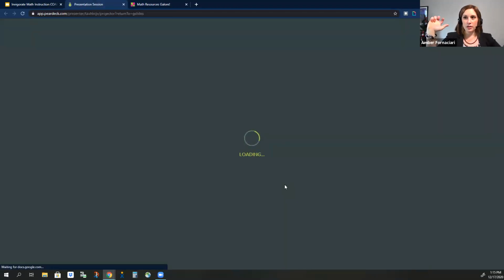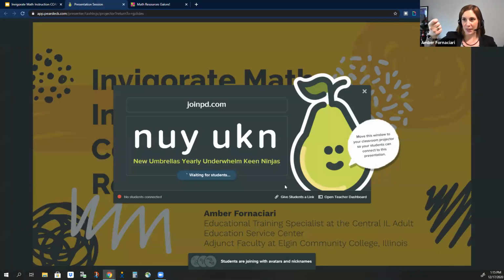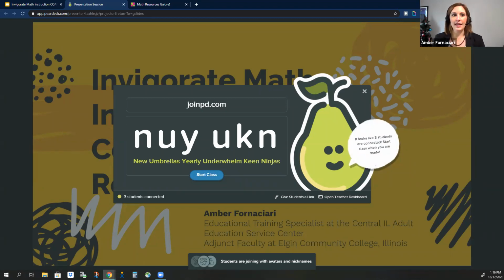If you have your smartphone accessible and you're willing to participate, go to joinpd.com. If you have two screens and can toggle between them, you can try that too. There's a code up here. This code says NUYUKN. And they even give you a mnemonic. How catchy is this? New umbrellas yearly underwhelm keen ninjas.